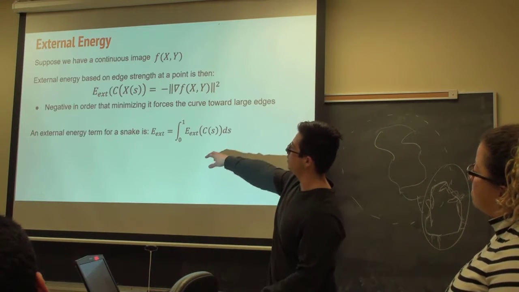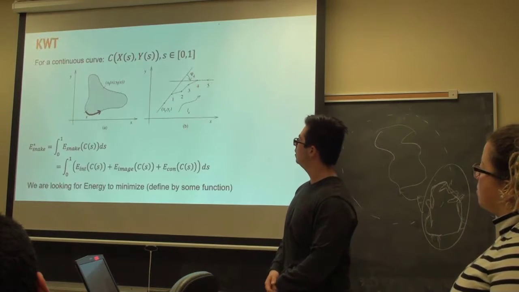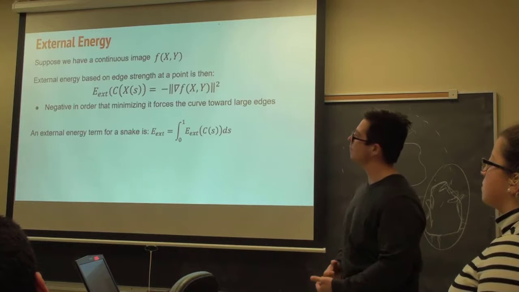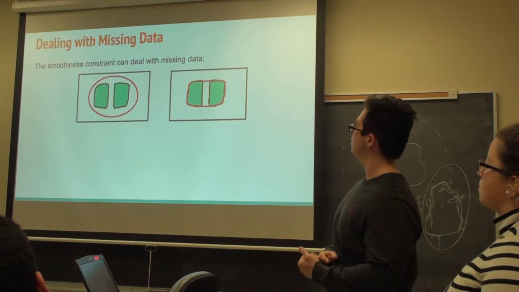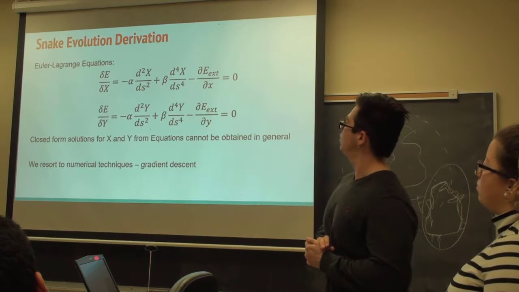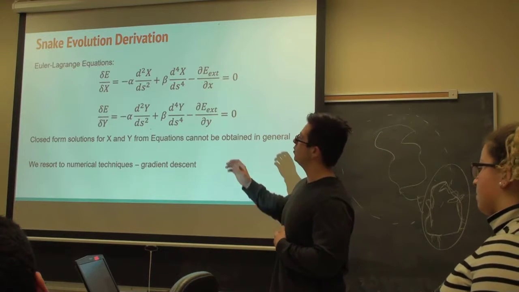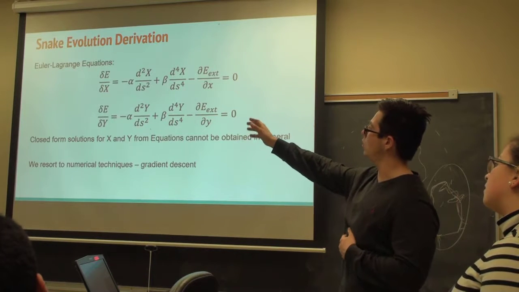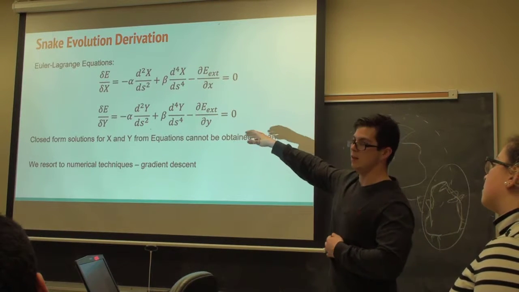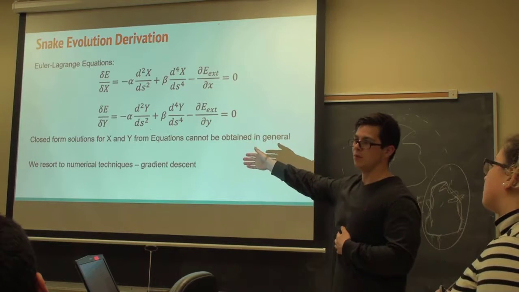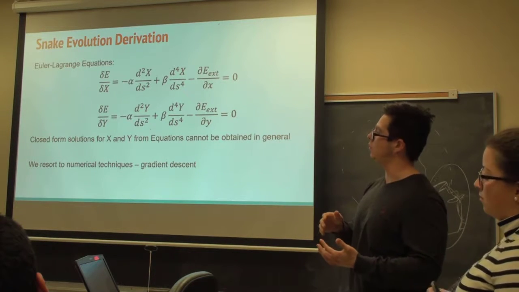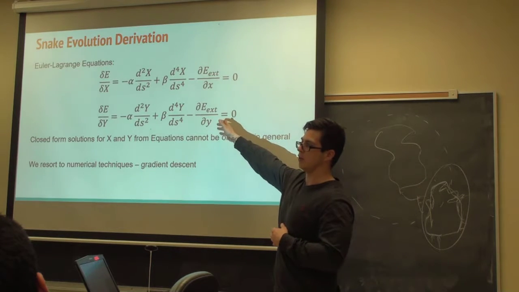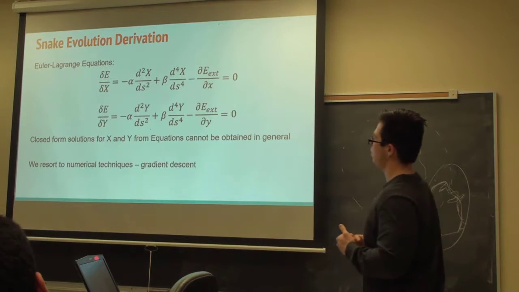So the main snake equation. This is our snake equation, and now it is in Euler-Lagrange form. The Euler-Lagrange equation, which is defined like this, is very similar to a previous equation with internal energy plus our external energy component added to it, set equal to 0.